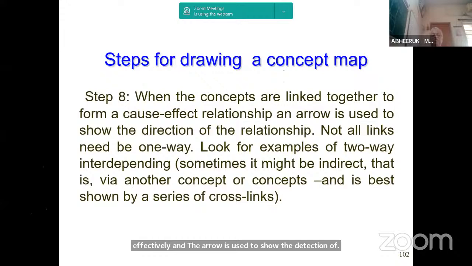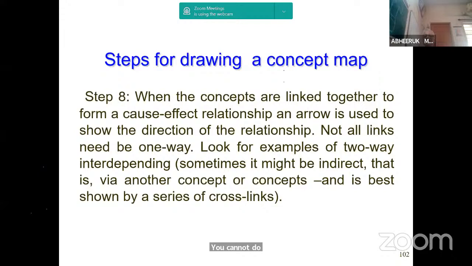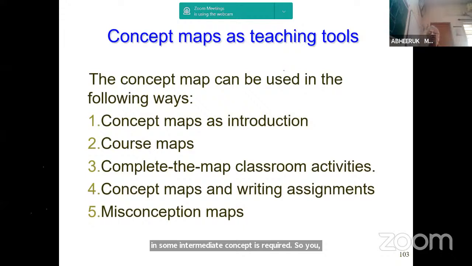So look for examples of two-way links. Sometimes you need a direct link, sometimes indirect via another concept. Sometimes you will see that you cannot do the linking between two concepts. It may be that some intermediate concept is required. So you add that and modify your concept map. Okay, so this is the thing I wanted to tell.